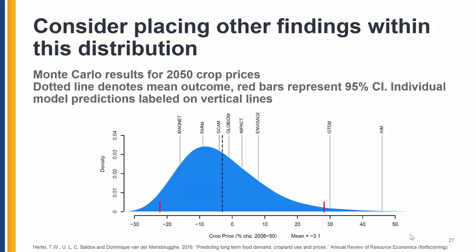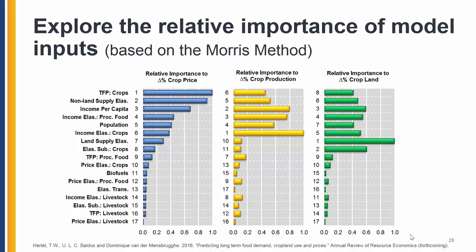So this is a nice way of putting a variety of studies in perspective in the context of your own study. There's a very nice tool called the Morris method, which helps you evaluate the relative importance of different sources of uncertainty in model outcomes. So if we're interested in crop price, for example, the list of 17 factors here, there's 17 things in this model, both parameters and drivers of change that contribute to uncertainty in 2050 crop prices. And they're ranked from top to bottom here.